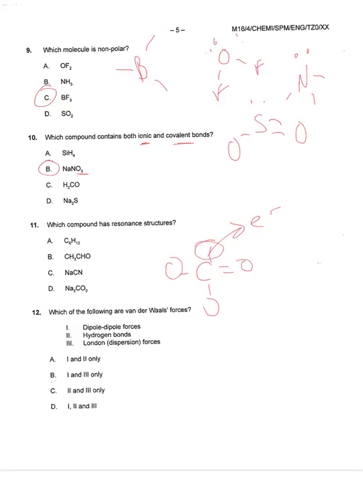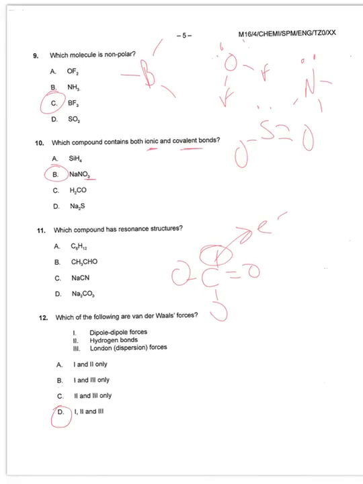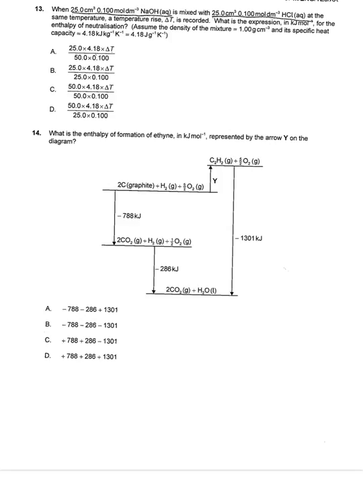Number 12, which of the following are van der Waals forces? Dipole-dipole, hydrogen bonds, or London dispersion forces. Those are all considered van der Waals forces. So D would be the choice I would make. Now, some may argue that hydrogen bonds don't fit in there, but I have always been taught that hydrogen bonds are the third and final type of van der Waals forces. Van der Waals refers to any intermolecular force.